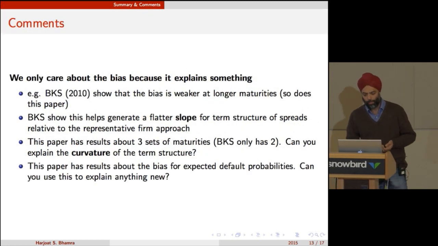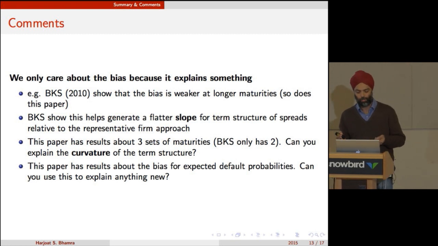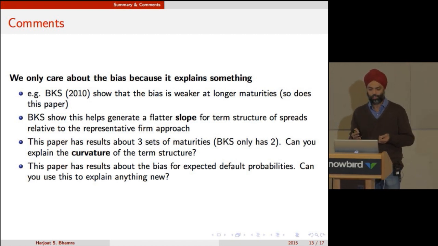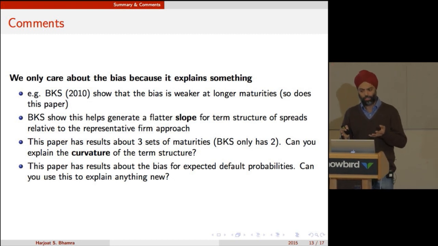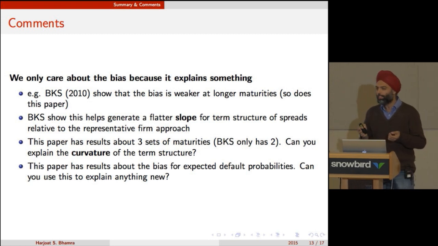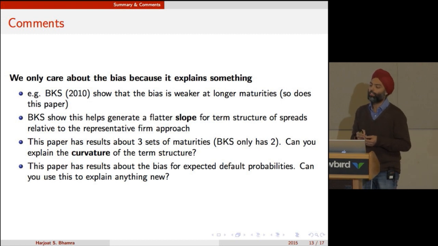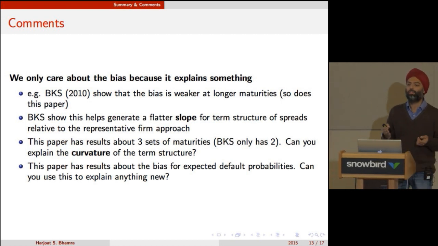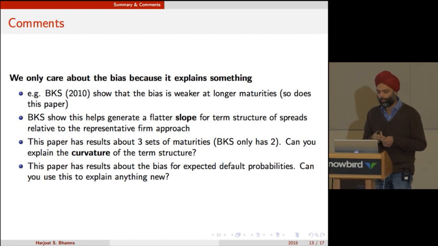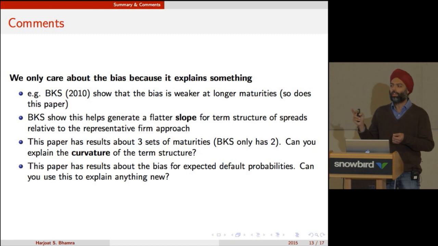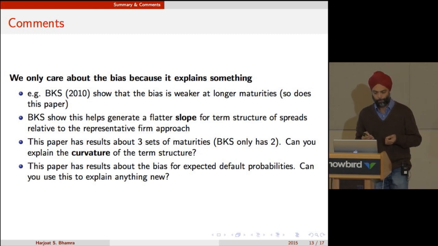So further comments. Why do we care about this Jensen's inequality bias? We only care about it because it explains something. I don't think we have an inherent interest in the bias per se. I have a paper showing that the bias is weaker at long maturities, and Peter's work nicely agrees with that. That's quite interesting because it helps generate a flatter slope for the term structure of spreads relative to using an individual representative firm approach. But this paper actually has results about 3 sets of maturities, whereas we only had 2. So I think it would be nice if Peter could explain something about the curvature of the term structure of credit spreads.